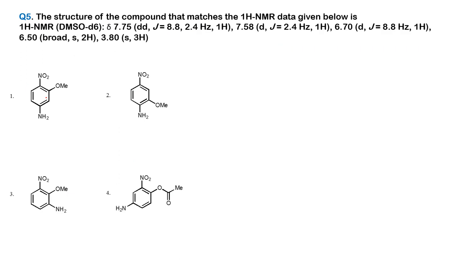Question number 5. First of all, I will read the question, and then step by step we'll understand what the hidden information in the question is. The structure of the compound that matches the 1H NMR data given below, the 1H NMR is recorded in DMSO-d6. As you know, we use deuterated solvents for NMR, and the values of different absorptions are given like this: 7.75, that gives a doublet of doublet.